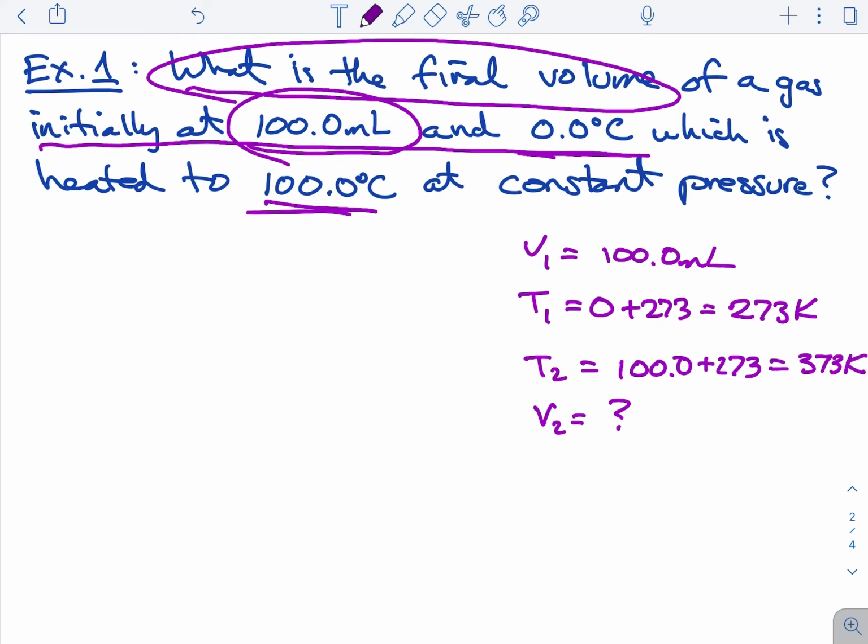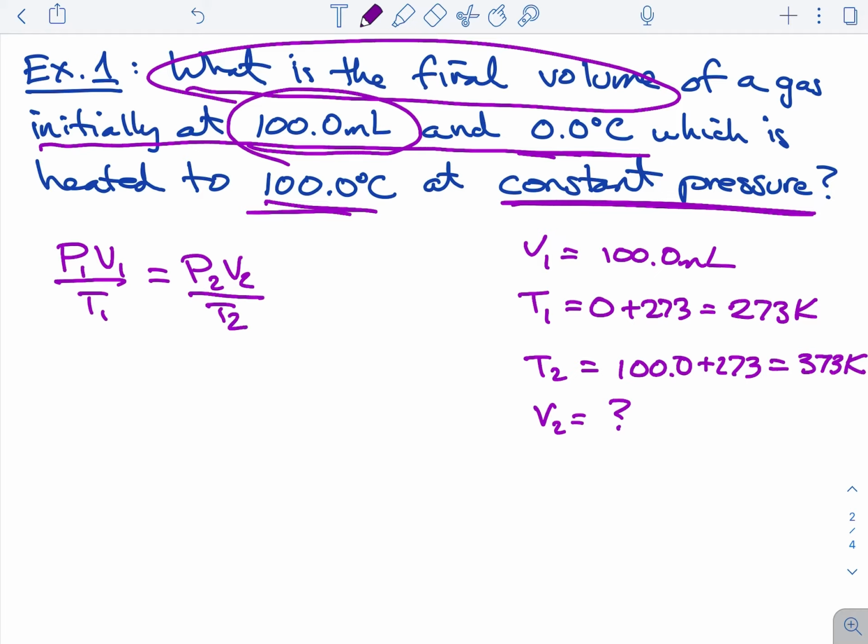And then we're told that this takes place at constant pressure. Well, what does that mean? Well, that means when we pull out the combined gas law, the constant pressure, the pressure is the same here as it is here. So what that means is that those are going to cancel out, right? Because P1 and P2 are equal to each other, right? So it's just like having a 2 on the left and a 2 on the right. They just cancel out. And then that reduces then to this, which is pretty handy.